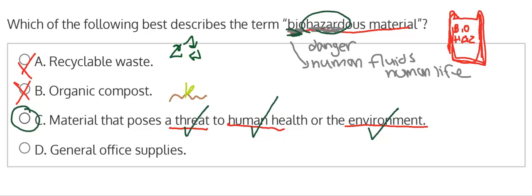But let's see what option D has to say, and this is general office supplies, and that's not something that causes a hazard to us. Those are very useful in our practices. So that leaves us with option C. Materials that pose threats to human health or the environment.